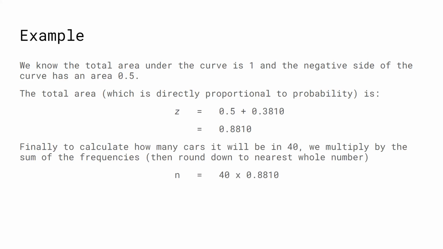If I need to calculate how many cars will be, out of 40, we multiply the sum of the frequencies, then round that down to the nearest whole number. So the number of cars is equal to 40, which is our total number of cars, multiplied by the probability, 0.8810, and that gives us 35.24 cars, which doesn't exist, so it's going to be 35 cars.